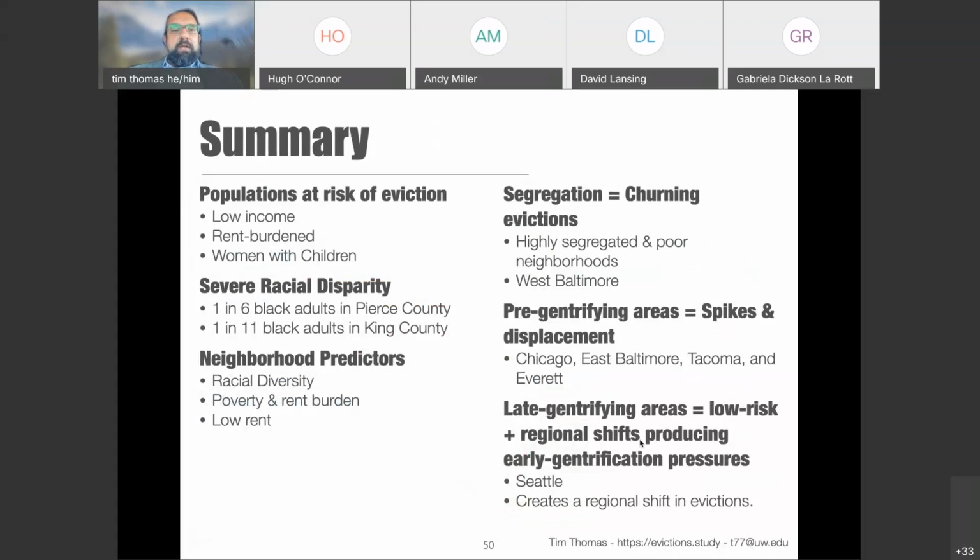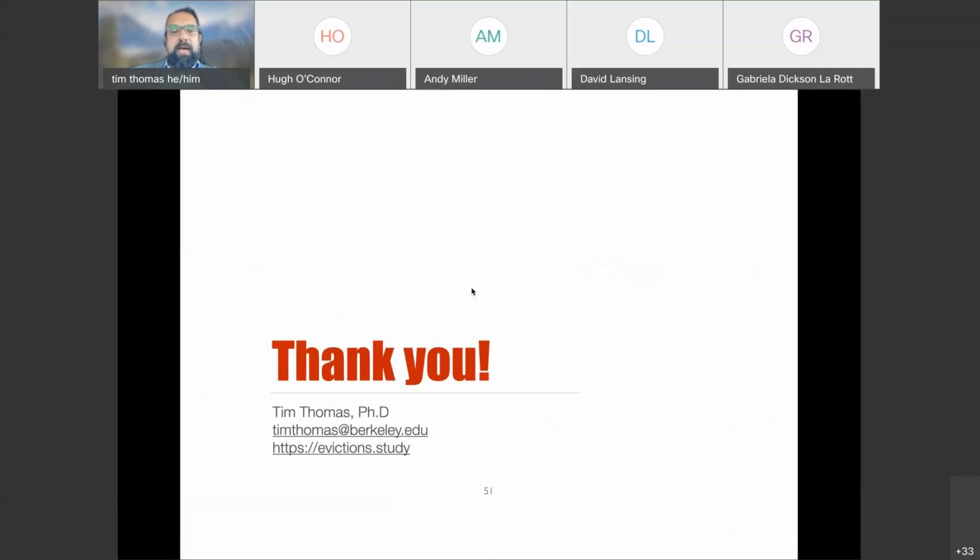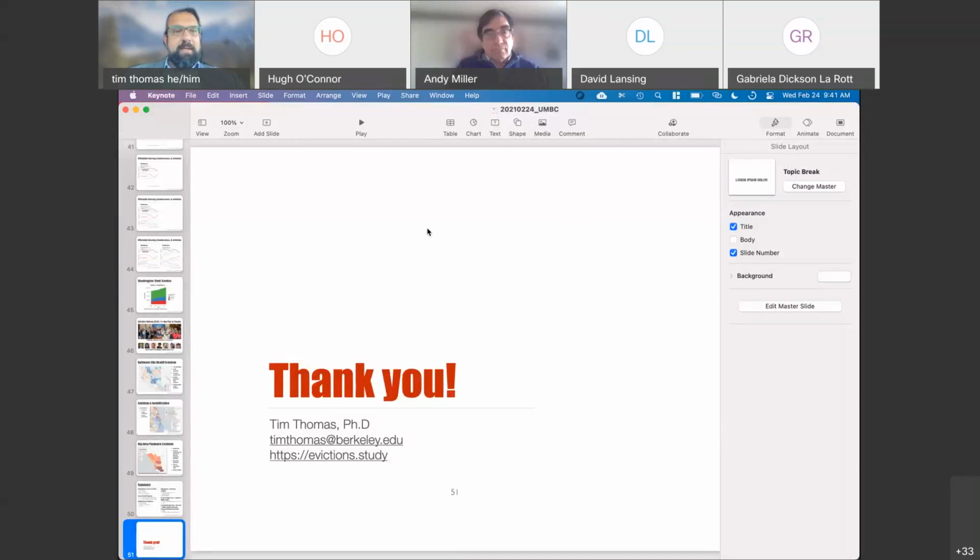So that was a ton of information. In summary, populations at risk of eviction are low income, rent burdened, women with children, but we see severe racial disparities as well as some neighborhood predictors. We see that segregation equals churning of evictions. Highly segregated and poor neighborhoods like West Baltimore or South Chicago see a high rate of that. Pre-gentrifying areas see spikes in displacement, such as what was described in Chicago. Late gentrifying areas tend to see very low risk. So with that, I will leave it open to questions, which I'm sure there are some things that I missed here.